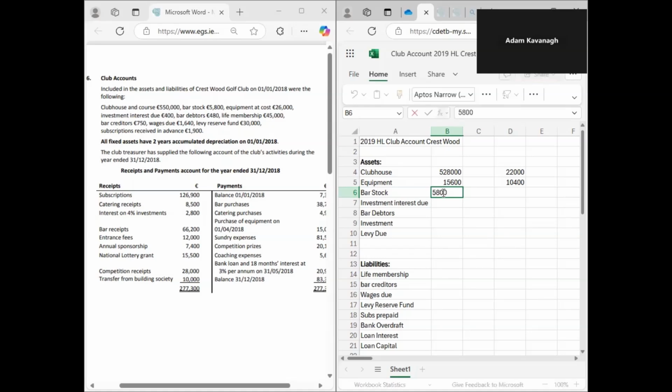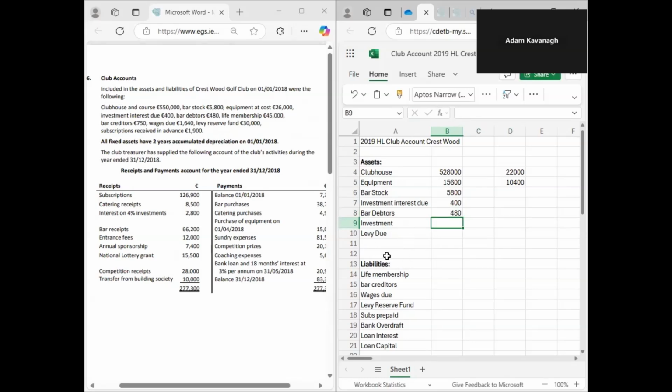Okay, bar stock, again, this one's a lot easier. It's just given to you in the question. You can take it as it is, 5,800. Investment interest due, 400. Again, you can take that as it is. Debtors, no change there, it's 480. Now, they are the only ones mentioned in the top of the question at the start of the year.